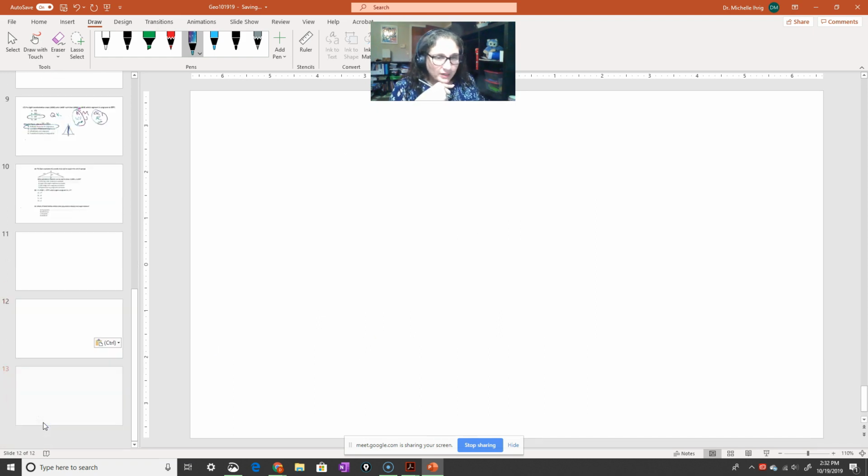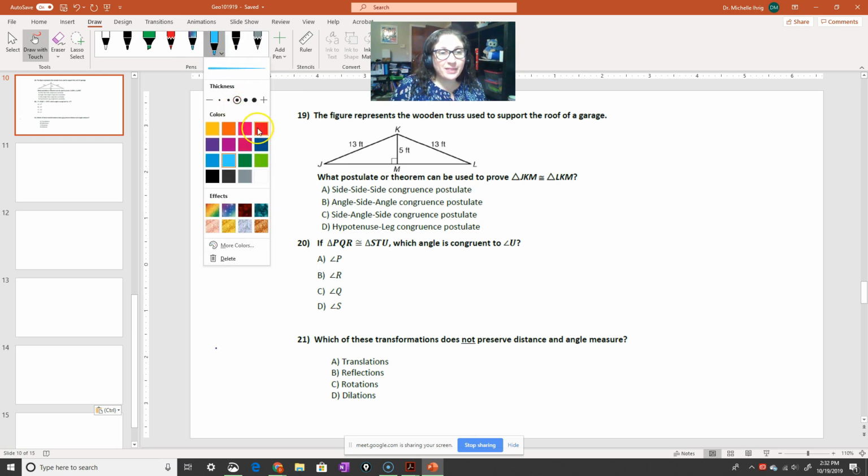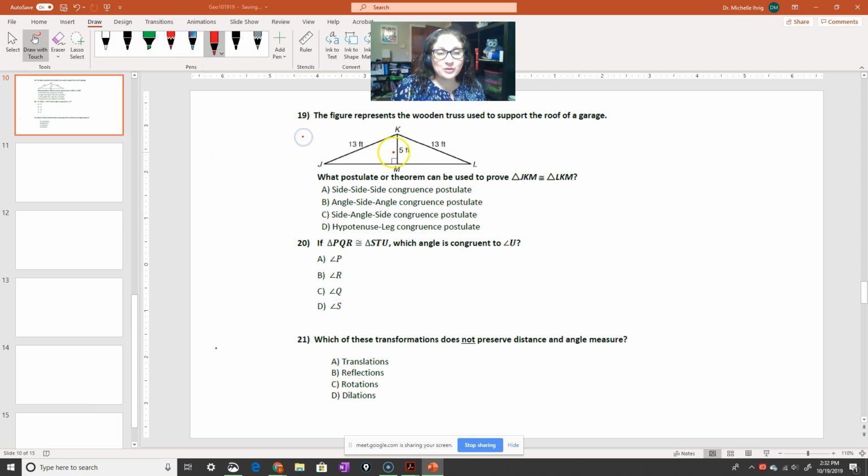Okay, in this picture, the figure represents a wooden truss used to support the roof of a garage. Which postulate can be used to prove these are congruent? Well, they gave us a right angle for a reason, but that doesn't necessarily guarantee it's hypotenuse leg.